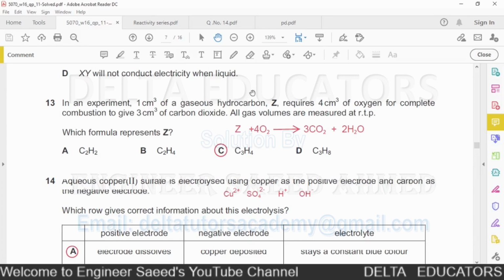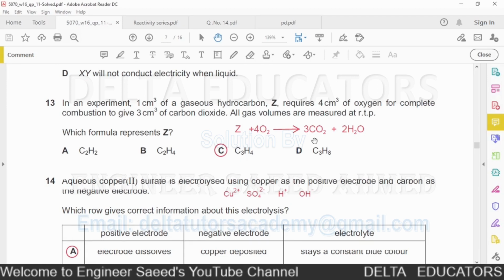So we can say we have 1 mole of this hydrocarbon Z, 4 mole of oxygen and 3 mole of carbon dioxide. Here it is given gaseous hydrocarbon Z. Z is a hydrocarbon. When a hydrocarbon reacts with oxygen, we get carbon dioxide and water. Now first we balance this equation. We don't know the exact formula of this hydrocarbon Z, but we have 1 mole of Z, 4 mole of oxygen and 3 mole of carbon dioxide. In this hydrocarbon, we will have carbon and hydrogen.